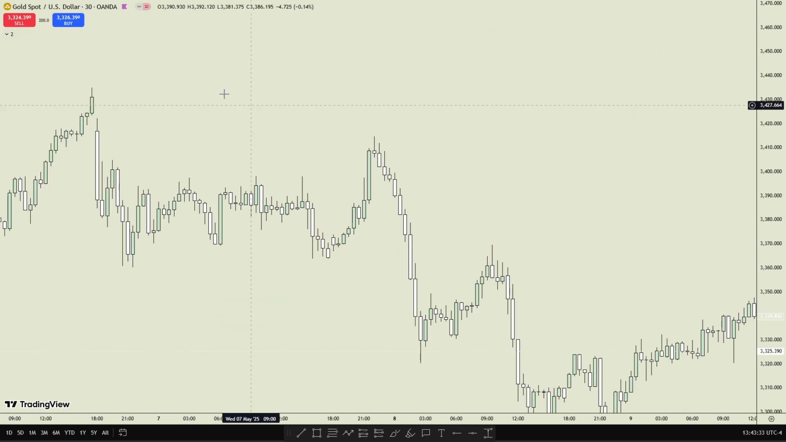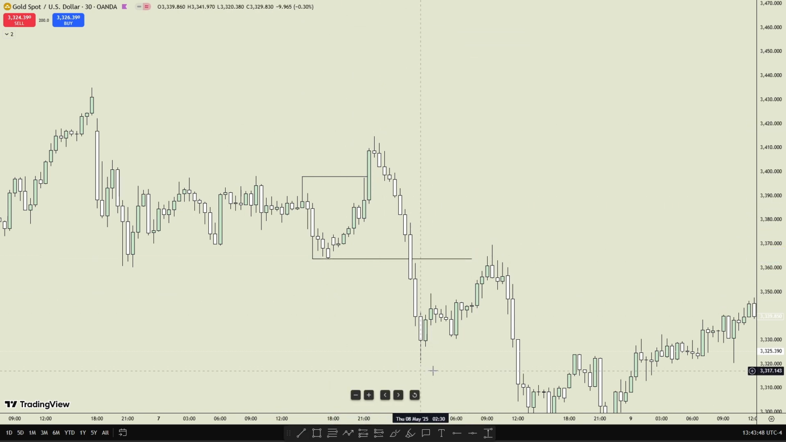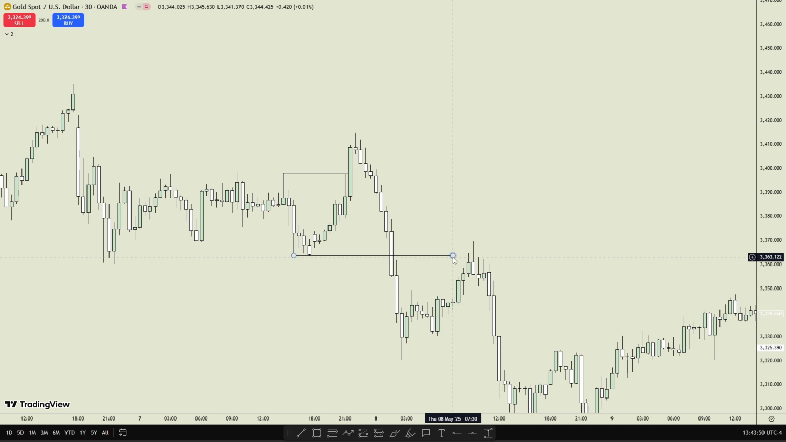Okay, so right here on XAU USD on the 30-minute time frame, I have found another setup. So we've had our sell side liquidity sweep here. As you can see, we have our high, we have our low, we have our higher high and our lower low. So this low now becomes the breaker block.